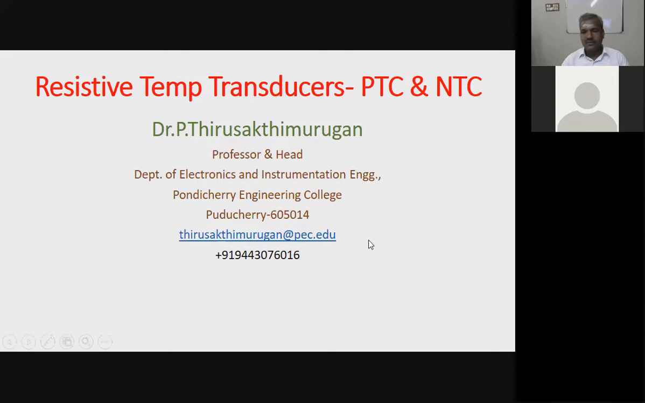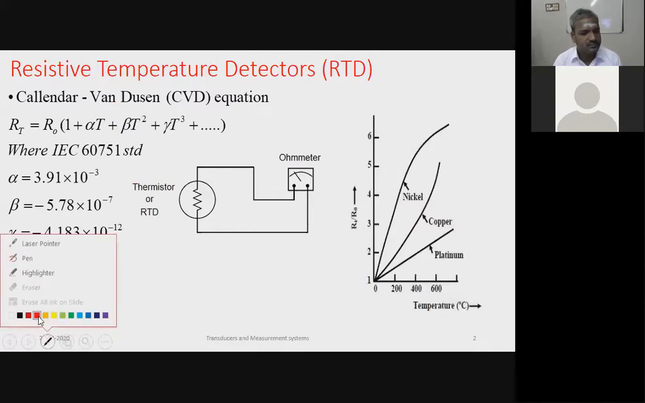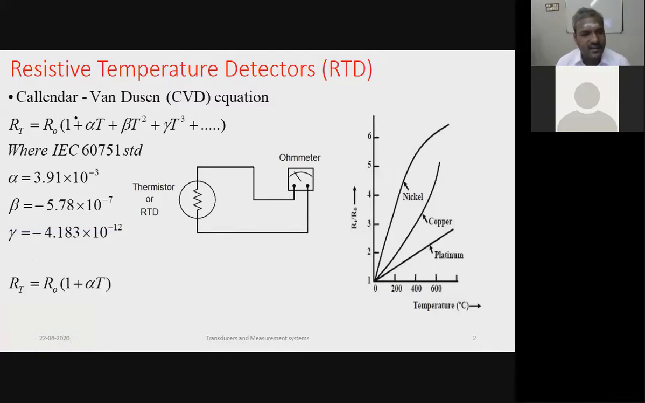First, let us see what the characteristics of a resistive temperature transducer are. Initially, for the resistance temperature detector RTD, the relation between resistance and temperature was suggested by Callender van Dusen.